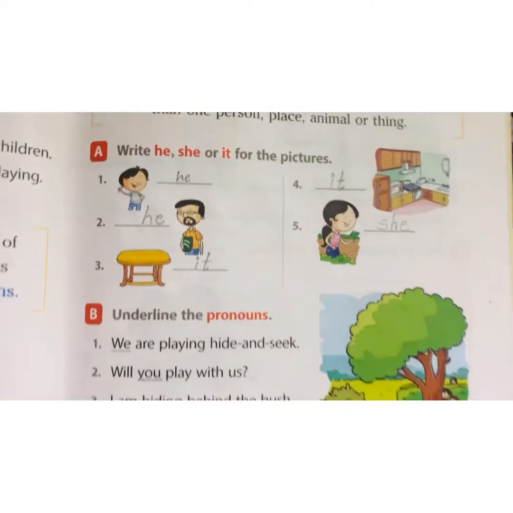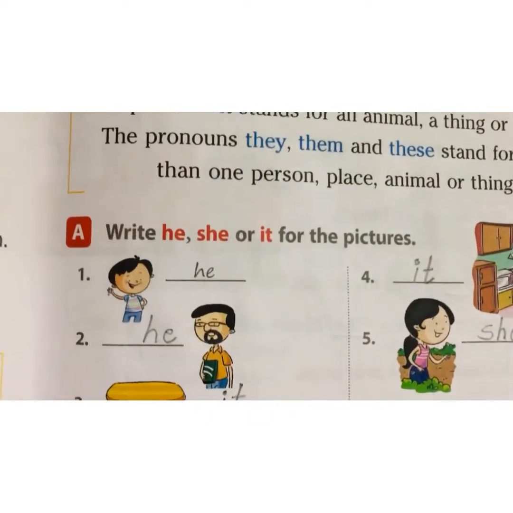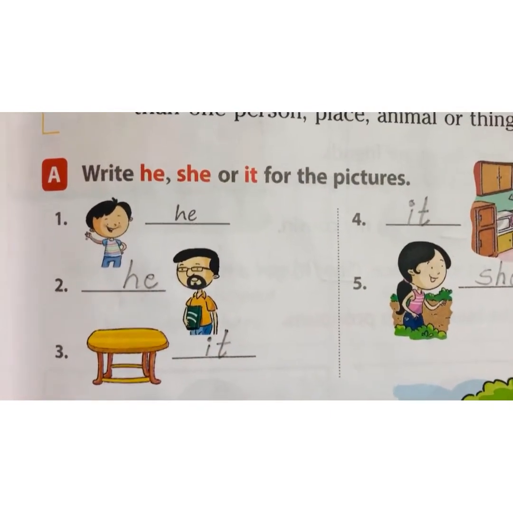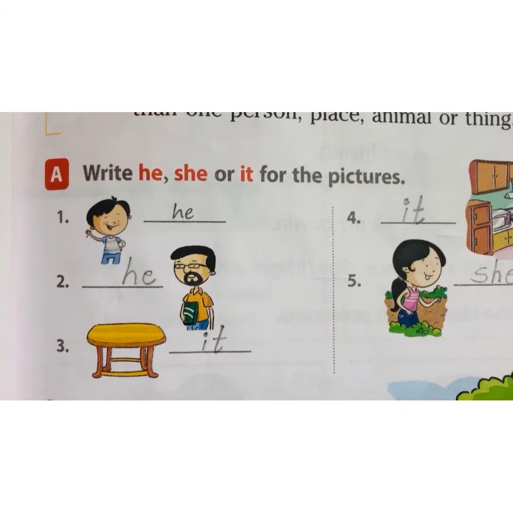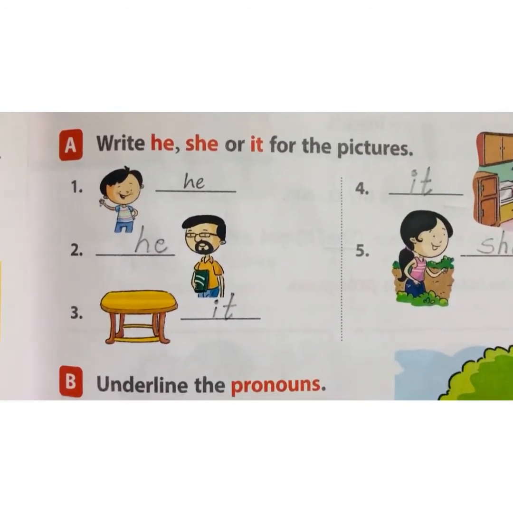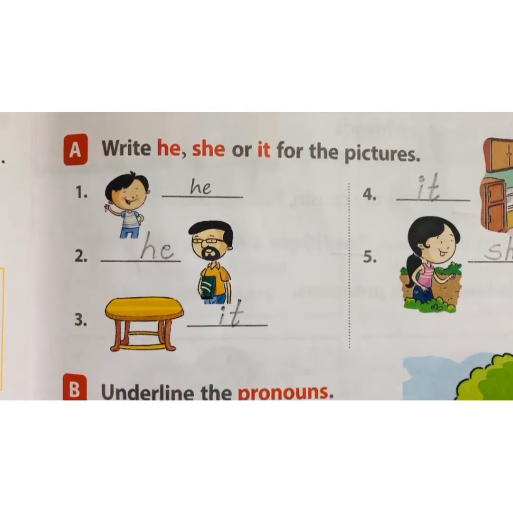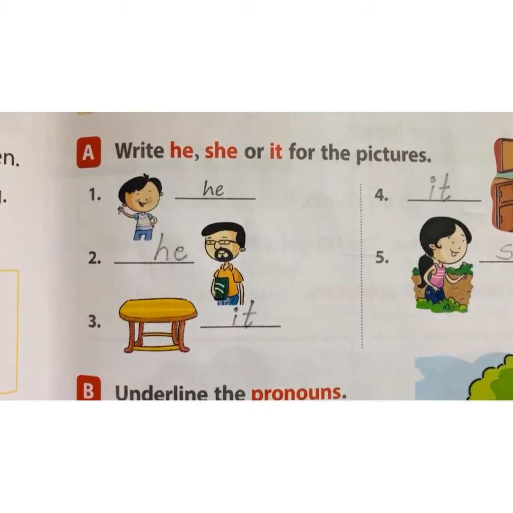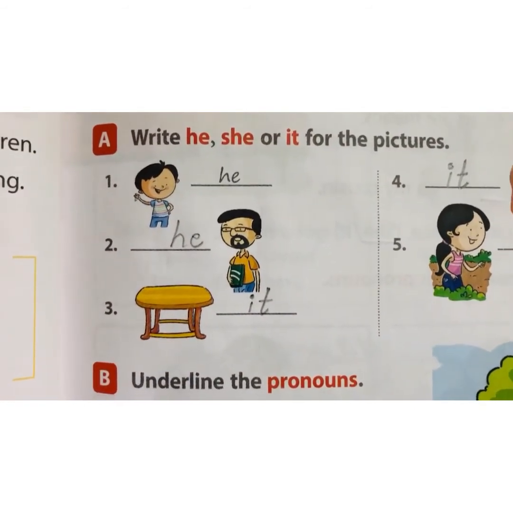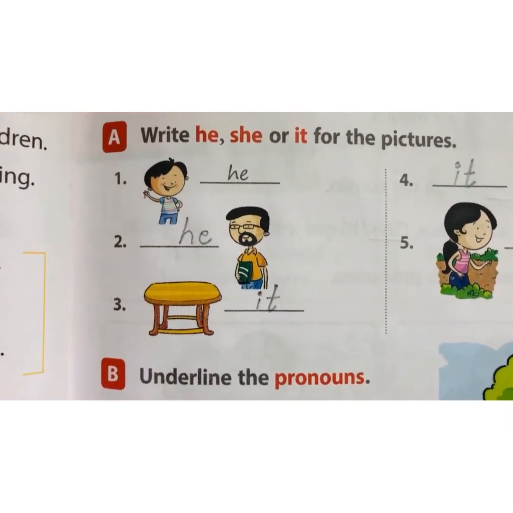So our first question, that is on page number 35, is A. Write he, she or it for the pictures. As we already know, pronoun he stands for a boy or a man. Pronoun she stands for a girl or a woman. And pronoun it stands for an animal, a thing or a place.